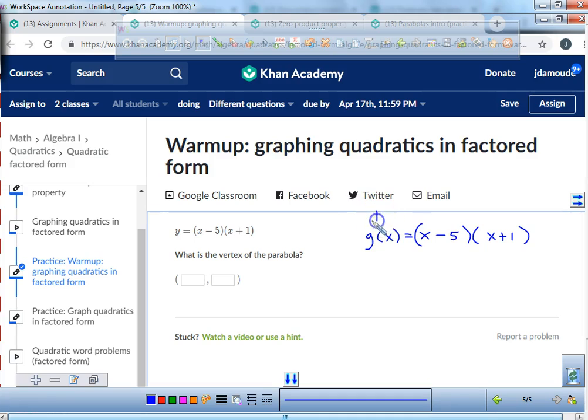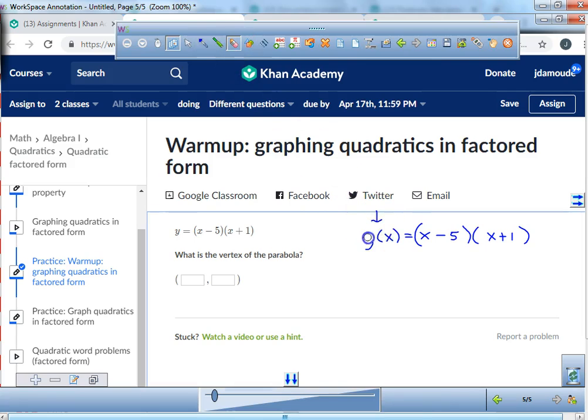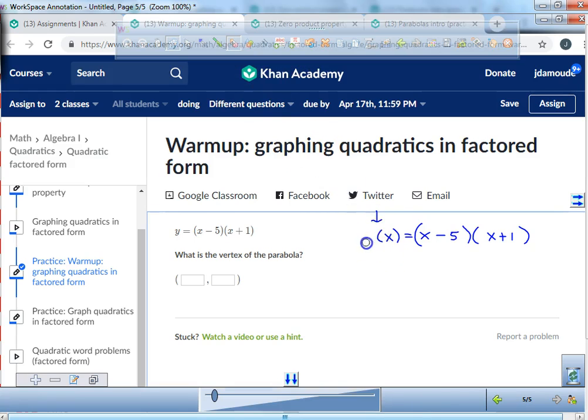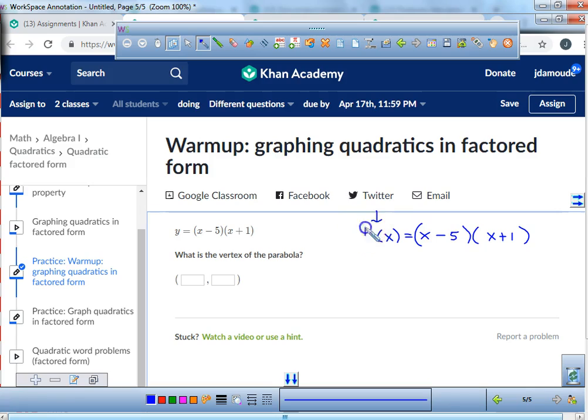So this right here, if I change it to g of x, most of the times you see function notation, you see f of x. Okay, that's what you typically see. But if I wanted to, I could change it to h of x. I'm just going to change it to h of x and just leave it. This is called function notation.